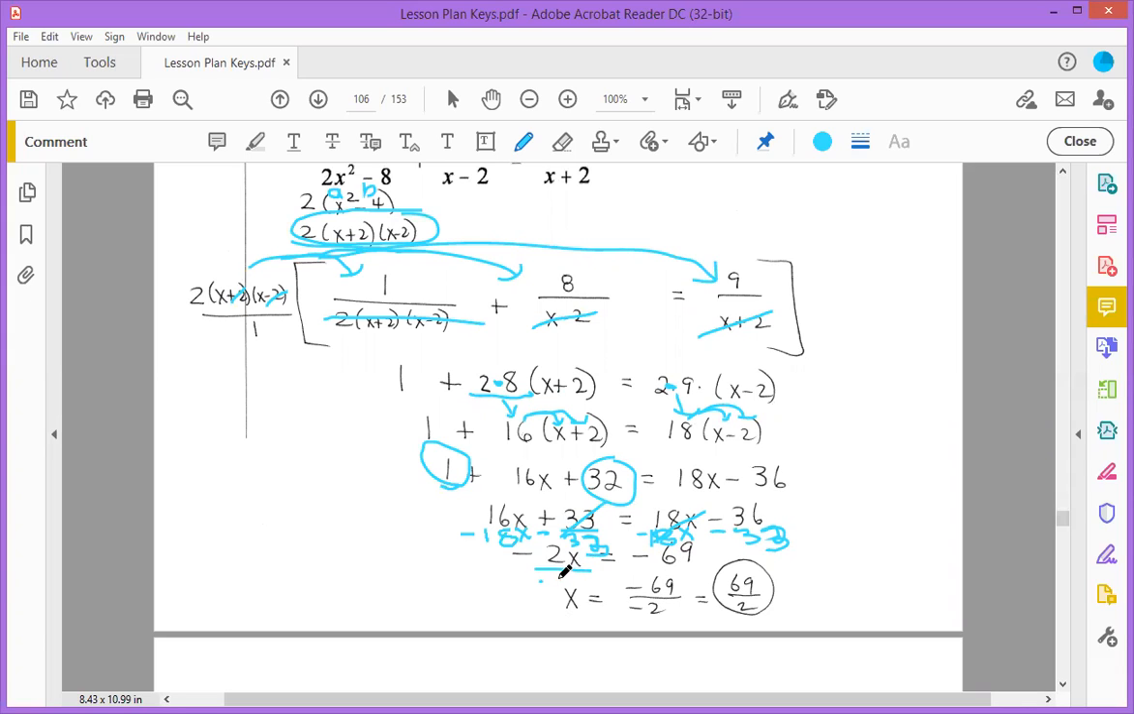To solve, we're going to divide both sides of this equation by negative 2. The negative 2s cancel on the left, leaving x. And that equals negative 69 divided by negative 2. And remember, a negative divided by a negative is positive. This is our answer, 69 divided by 2.